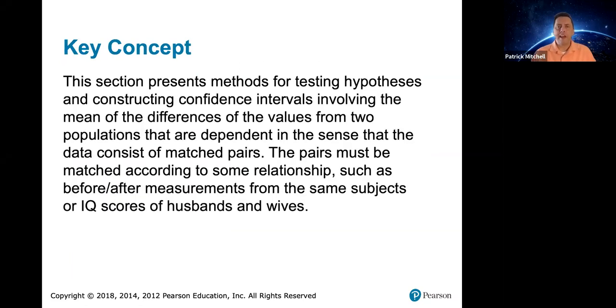This section presents methods for testing hypotheses and constructing confidence intervals involving the mean of the differences of values from two populations that are dependent in the sense that the data consist of matched pairs. The pairs must be matched according to some relationship, such as before and after measurements from the same subjects or IQ scores of husbands and wives.